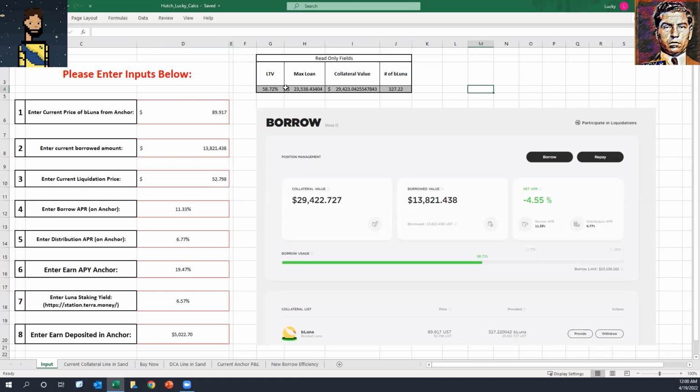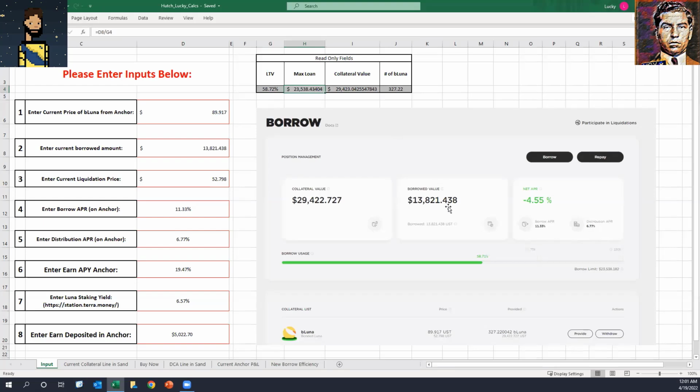That's a great way to fact check your work. So why don't you show them where that stuff will show up? Yeah, so essentially with these 3 pieces of data, mathematically, we can calculate backwards the number of bLUNA you have, your collateral value, the max amount of loan you can have, and your current loan to value. So if you enter these 3, these will populate for you automatically, and then you can cross-check that with the numbers here.